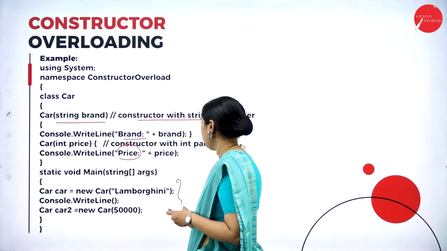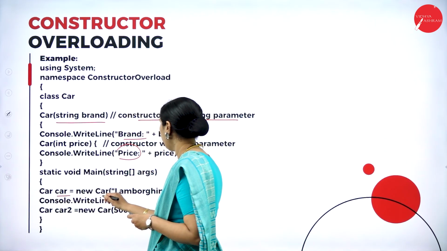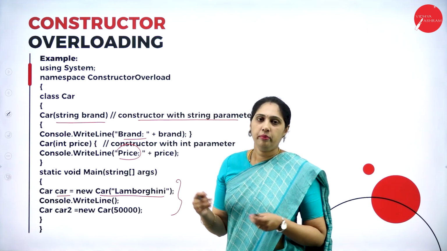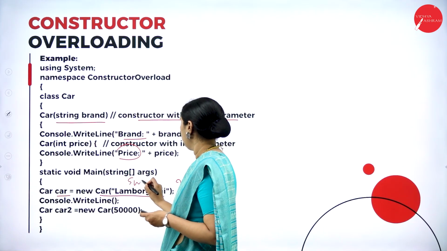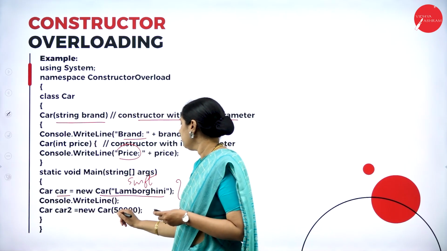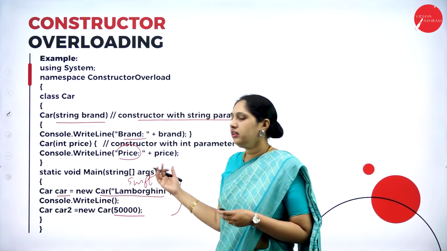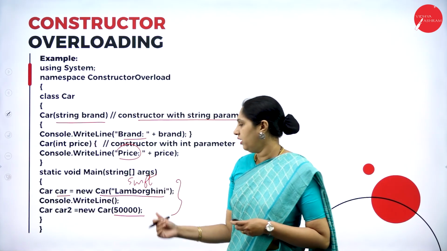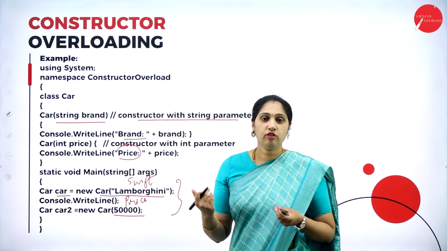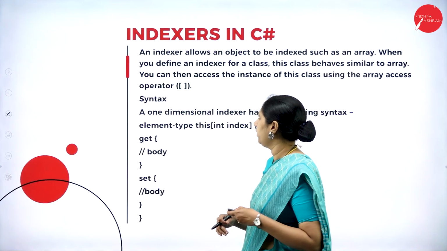So in the main function, we'll create the objects. Each time, we just pass the parameters. If it is a string, you can pass anything, say Lamborghini, or any car like Swift, or any car of your choice. It will take only a string, and here a parameterized constructor is invoked. Again, I don't give the name of the car, I will give the price of the car. Anything, 5 lakh, 50 lakh or crores, it depends on your choice. So this is constructor overloading.